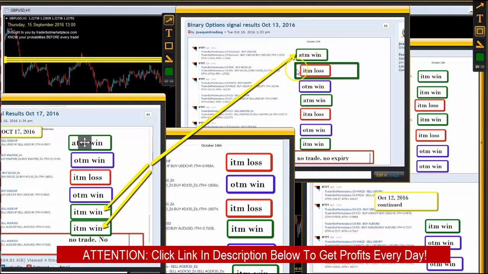Now let's start again. Let's look for some losses. You can do this however you want to. So that was a win. 1, 2. Oh, you missed it. You missed that one, so just start over. When you have an OTM win, it starts the series over.